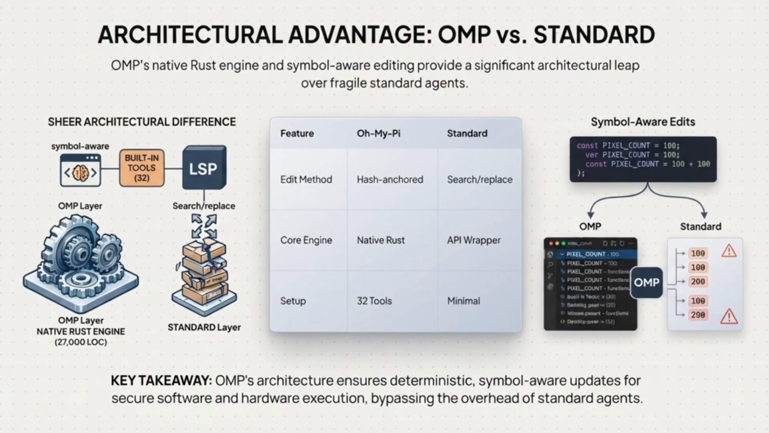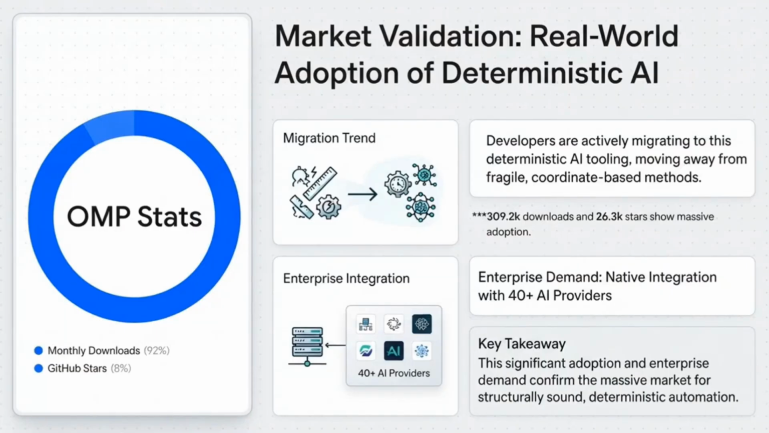While most standard agents rely on fragile search and replace methods running on thin API wrappers, OMP brings out the heavy artillery. It runs a massive 27,000-line native Rust engine. This completely bypasses the overhead of spinning up external processes for critical tasks. Add in 32 built-in tools and direct language server protocol integration, and its edits become entirely symbol-aware, not just blind text replacement. And these aren't just theoretical benefits.